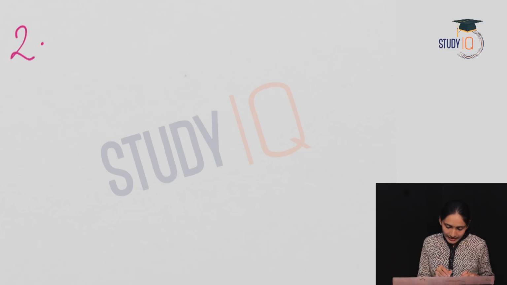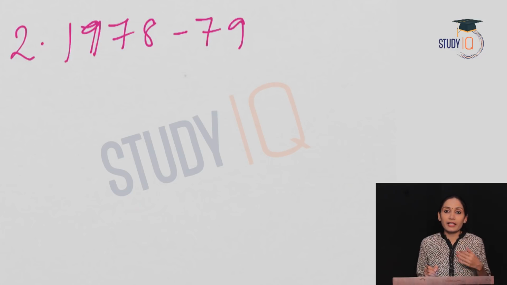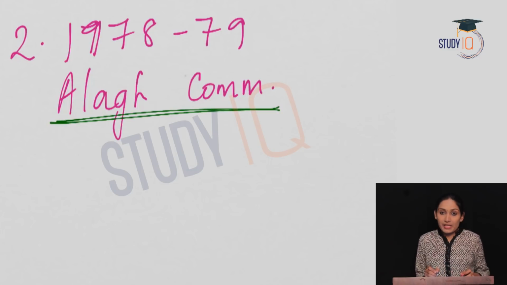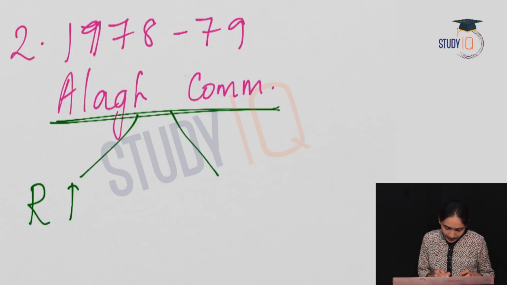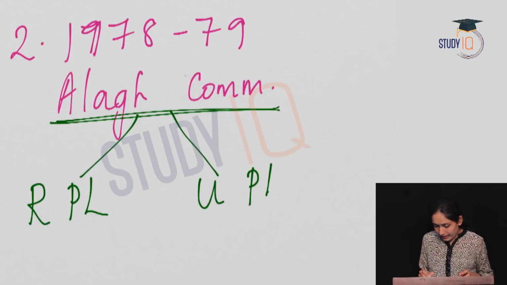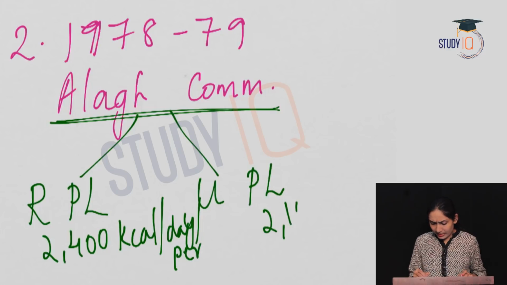In the year 1978-79, the Planning Commission set up another committee, known as the Alag Committee. This committee also recommended the estimation of the poverty line on the basis of calories, but the only difference was that it divided it into two: one is the rural poverty line and the second was the urban poverty line. According to this committee, 2400 calories per day per person was required in the rural poverty line and 2100 in the urban poverty line.